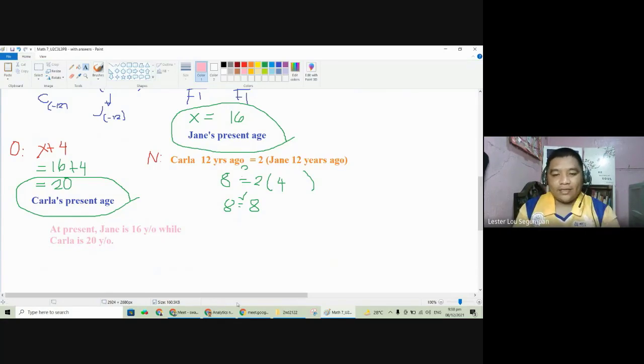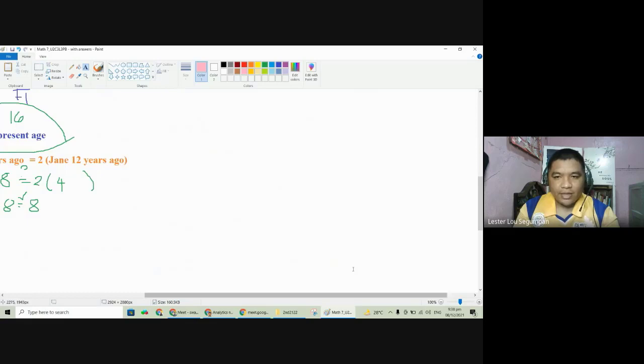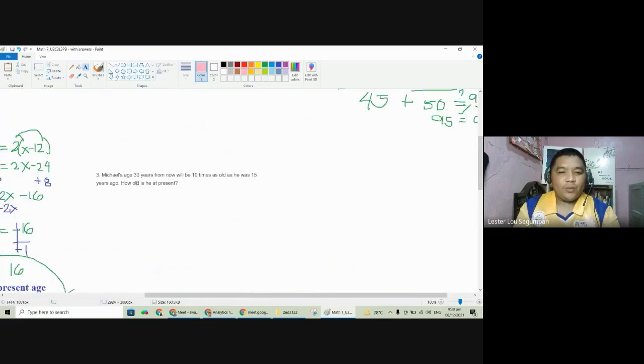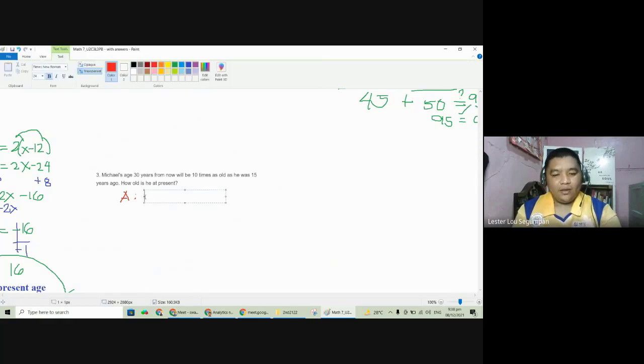We still have one more item. Here is number 3, as I added space earlier. We are given here that Michael's age 30 years from now will be 10 times as old as he was 15 years ago. Let's consider first the steps. How many persons are here? We only have Michael. One person only. Okay?